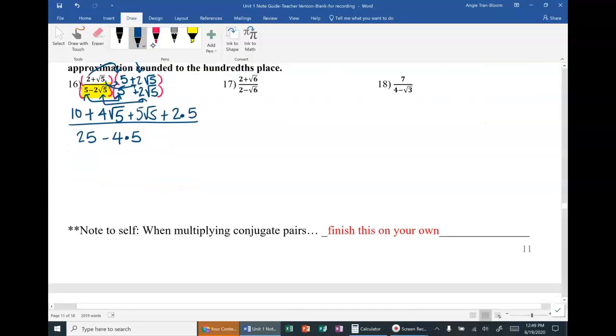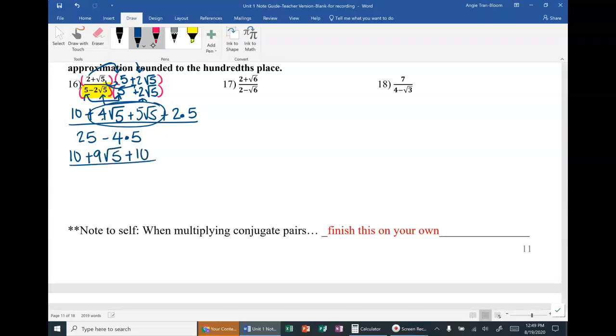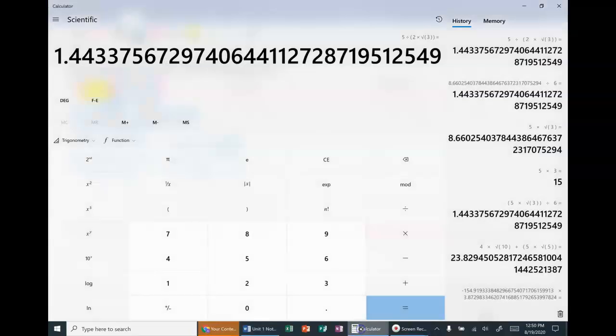And we're going to simplify some more. 10. This 4 rad 5 plus 5 rad 5, that would give us 9 rad 5. And in the back is another 10, all over 25 minus 20. This is now 20 plus 9 rad 5 all over 5. Box that up. Now I'm going to teach you how to use your calculator to give me the decimal approximation. And mind you, if you don't know how to enter it all in at once, make sure we just take it one step at a time.